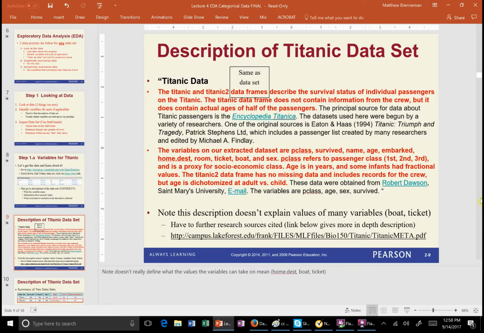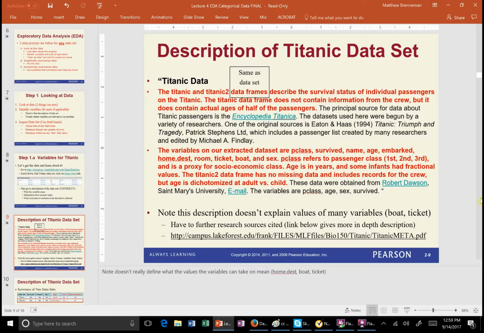It says the Titanic data frame does not contain information from the crew, but it does contain actual ages of about half of the passengers. Then it tells them where the principal source of information is. So if you want to go back and find out more information. And it says the variables on our extracted data set are passenger class, survived, name, age, embarked, home destination.